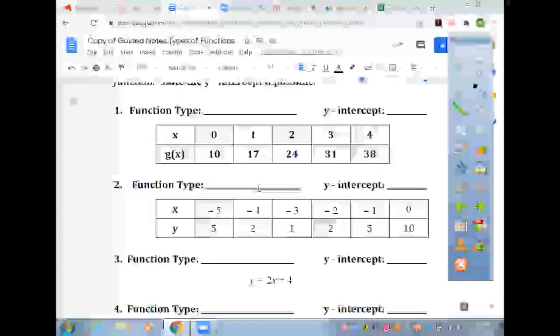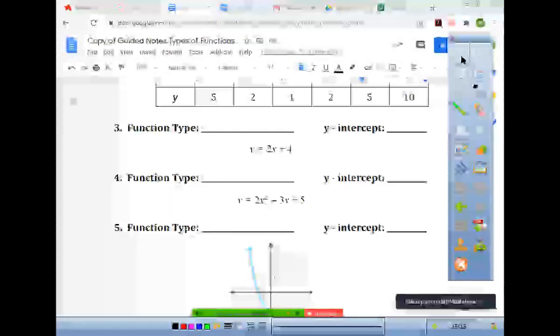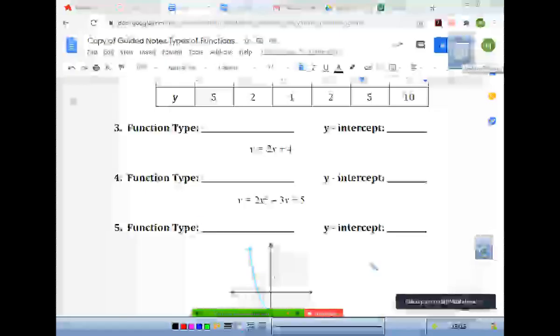Okay, let's see, I think there's a few more here. Well, these are easy ones because these are looking at equations of the graphs. Number 3, what type? Linear. How are you going to find the y-intercept? So you're going to have 2 times 0 plus 4. 0, 4.